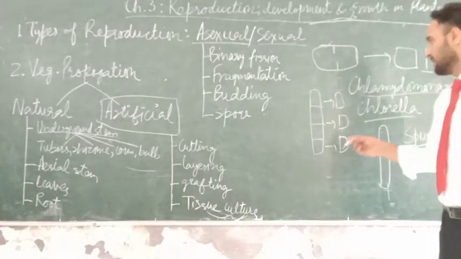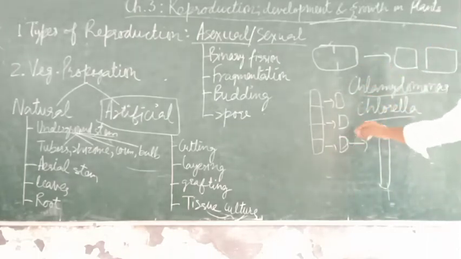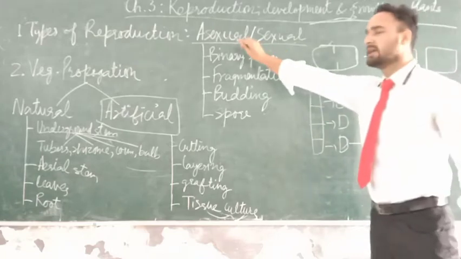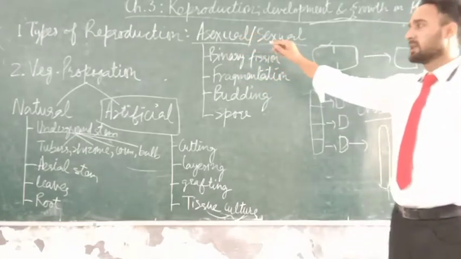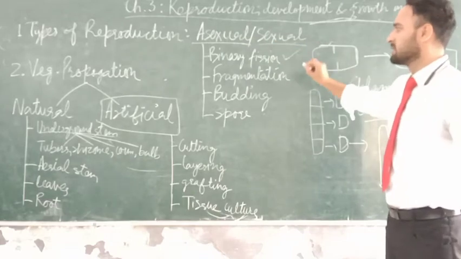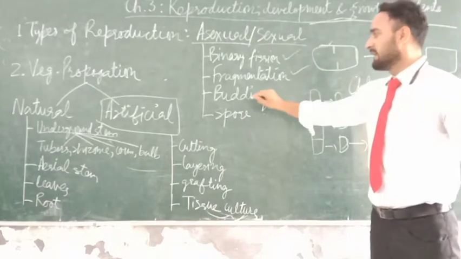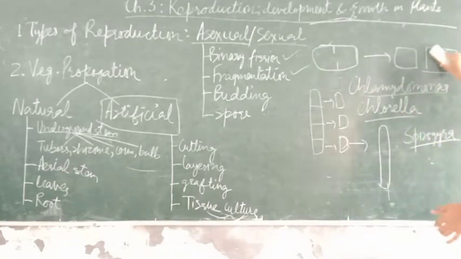What are we discussing here? Four kinds of asexual reproduction. Binary fission we explained, fragmentation we explained. The next one is budding.